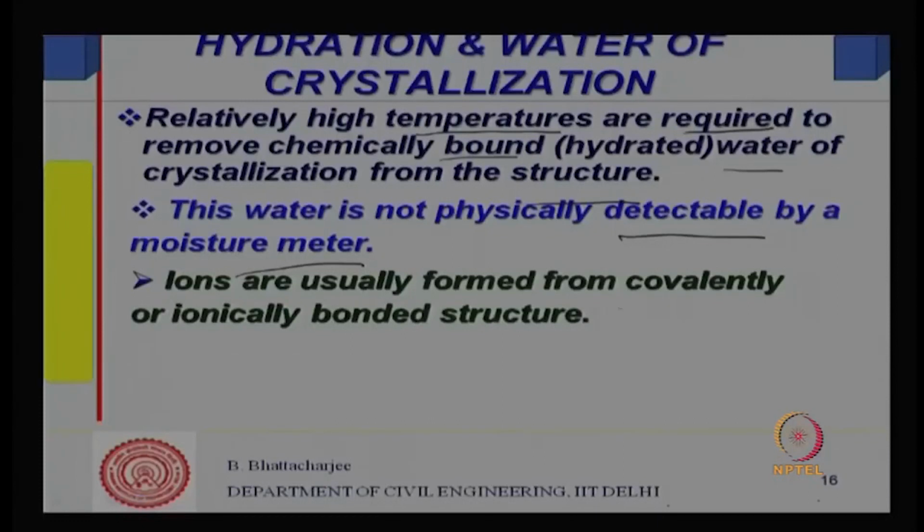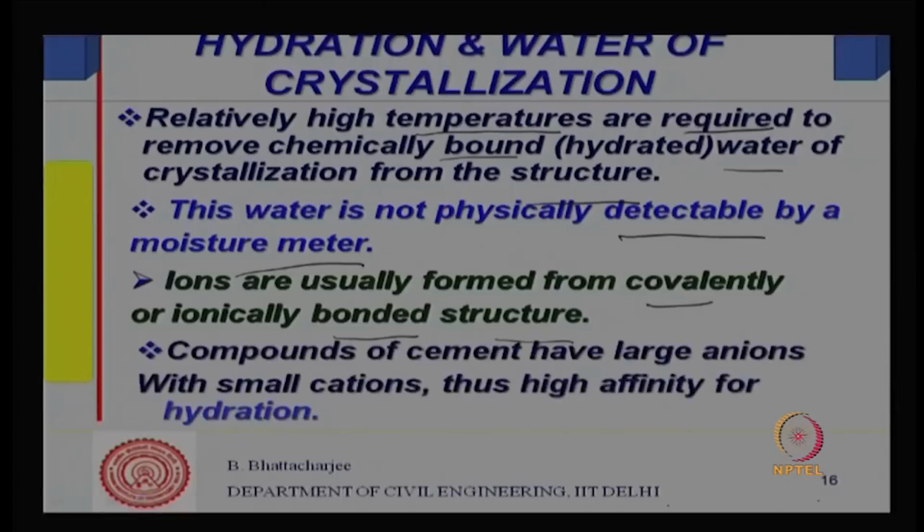Ions are usually formed from covalently or ionically bonded structures, and compounds of cement have large anions with small cations, thus a high affinity for hydration. So, that is what we have understood: in cement we have large anions and small cations, so it readily hydrates and forms the hydrated structures. That is why the structure of cement compounds was important, and that is why cement reacts.